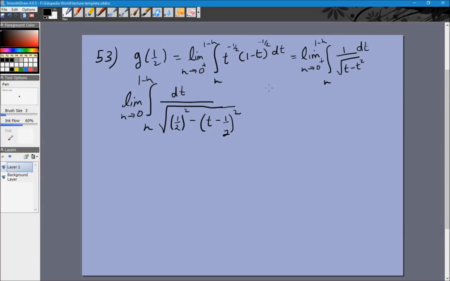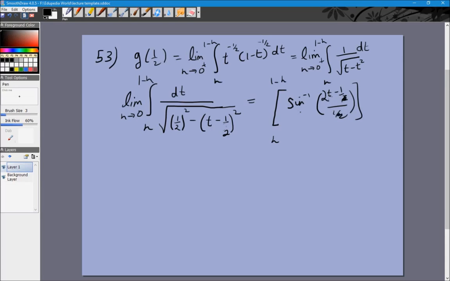Right, now this is a standard integral. You already know what its value is. This will be sine inverse of something. So we'll have the limits h and 1 minus h, and the integral will have the value. This is root of a squared minus x squared, that form. So sine inverse of x by a. So sine inverse of t minus half by a, which is half, which you can multiply by 2, and you can just write it as 2t minus 1.